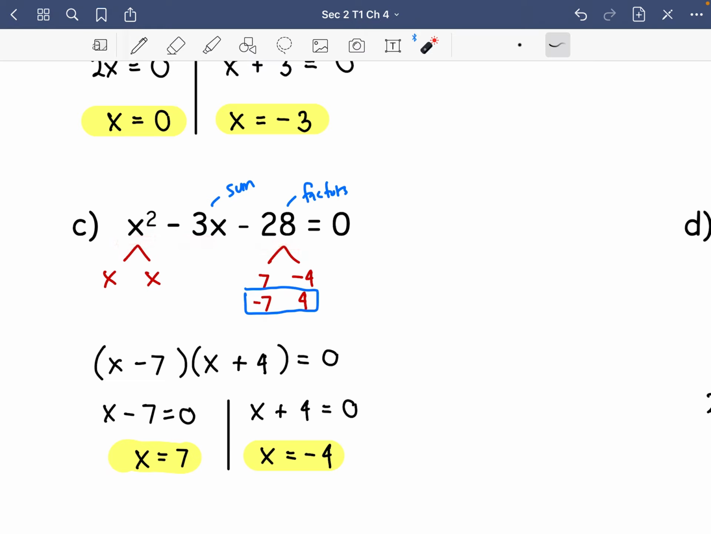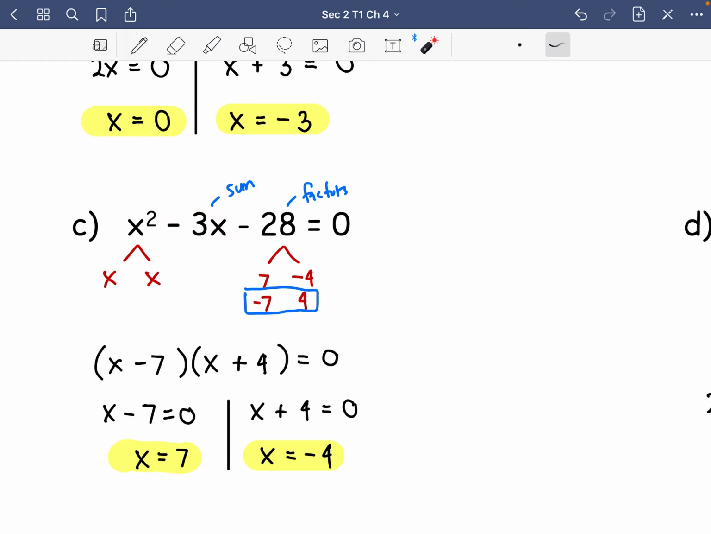So what is the next factorization technique that we should apply if we have three terms? So this is by guessing and checking. We need to factor out x squared, which is x and x. And then what are the factors of negative 28 that when we add them, the answer is negative 3?